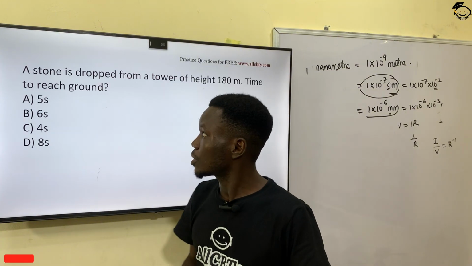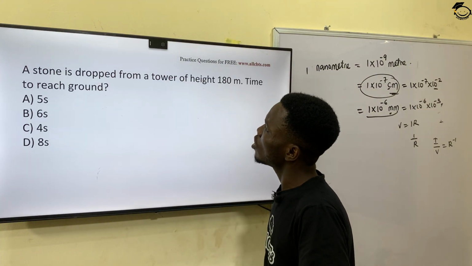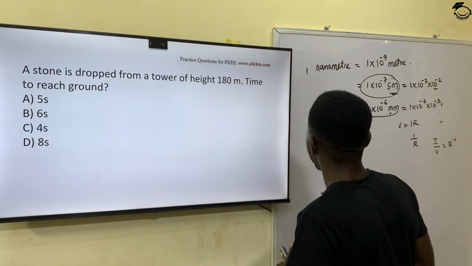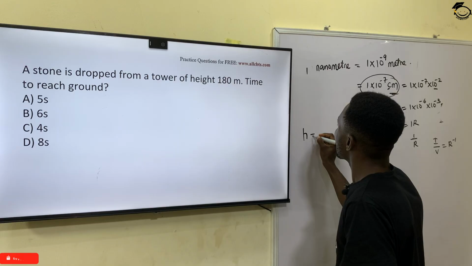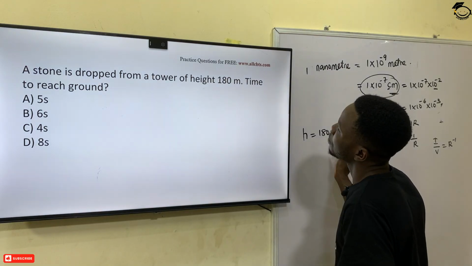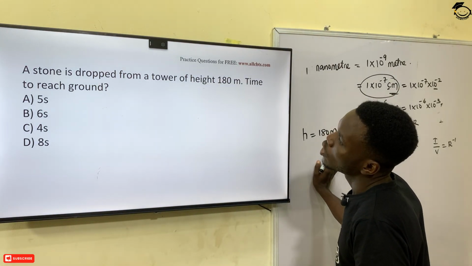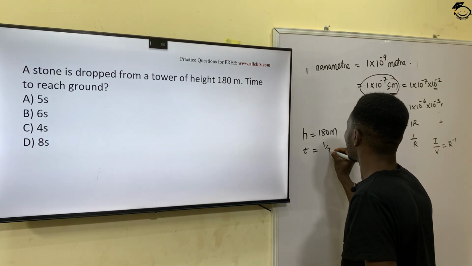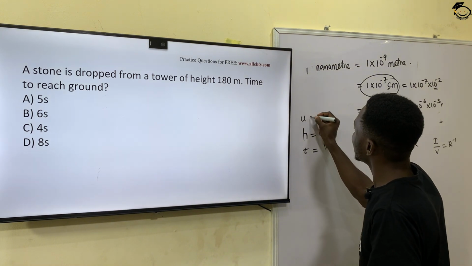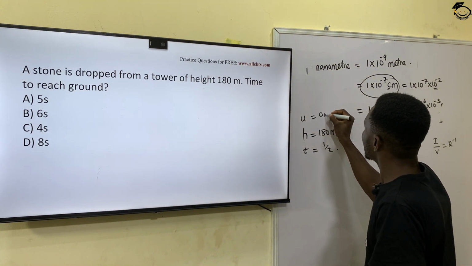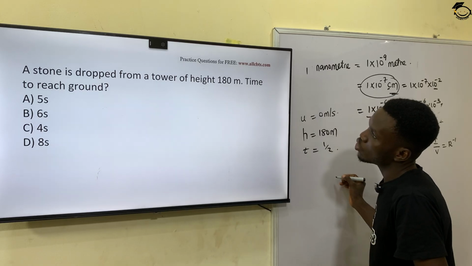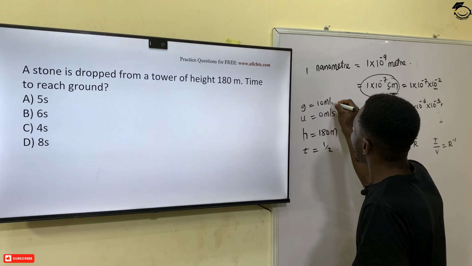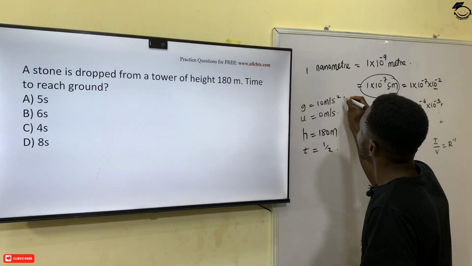So that takes us to the next question, which is: a stone is dropped from a tower of height 180 meters. So we have the height of the tower to be 180 meters. The time to reach the ground is dash. So we are looking for the time. We do not know it. Now, because it was dropped from a height, the initial velocity is 0 meter per second. And because it was dropped on the earth surface, my acceleration due to gravity is 10 meter per second squared.